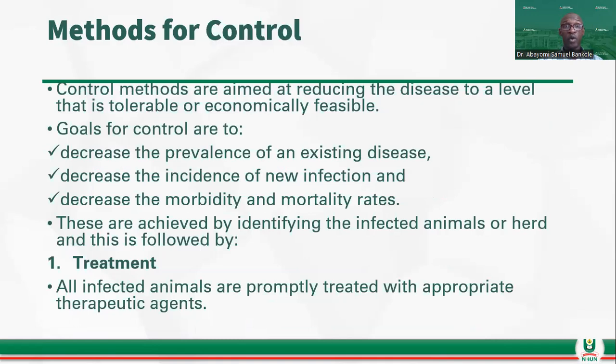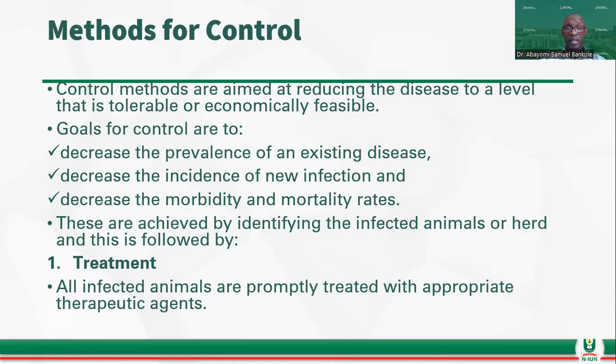So, shall we look at methods for control? How do we control the disease? We have seen prevention. Let's talk of control. Now, control methods are aimed at reducing disease to a level that is tolerable or economically feasible. Now, the goals for control include, one, to decrease the prevalence of an existing disease, two, to decrease the incidence of new infection, and three, to reduce the morbidity and mortality rate.